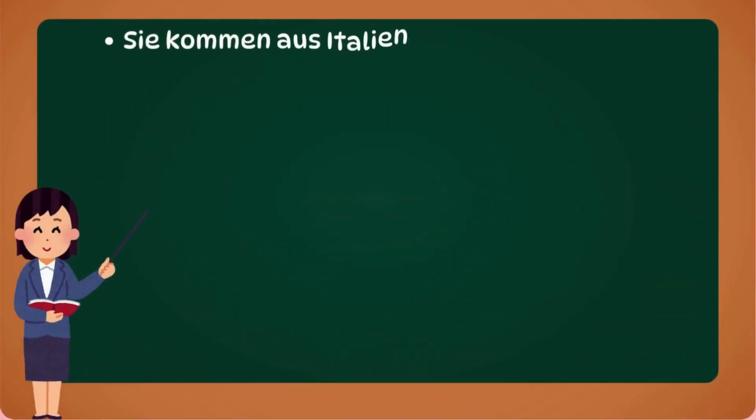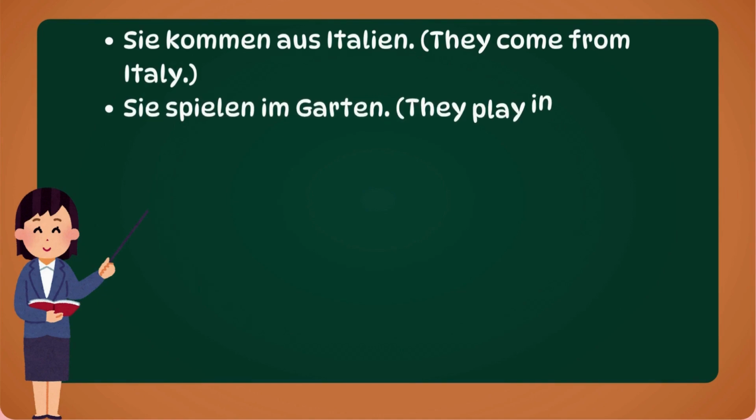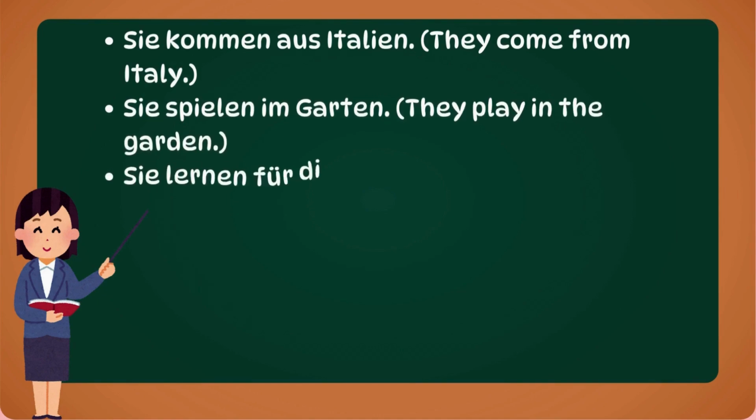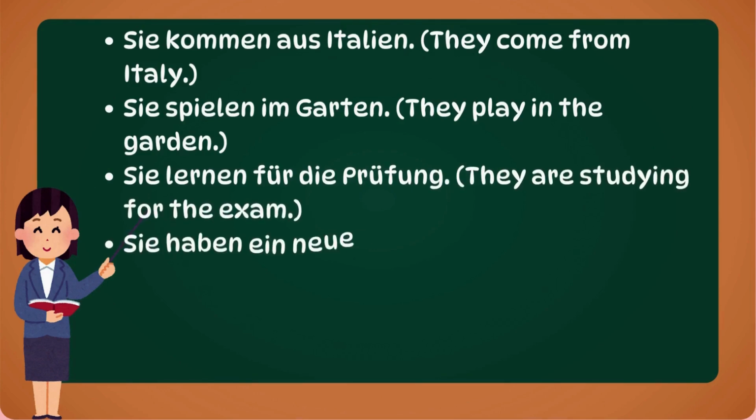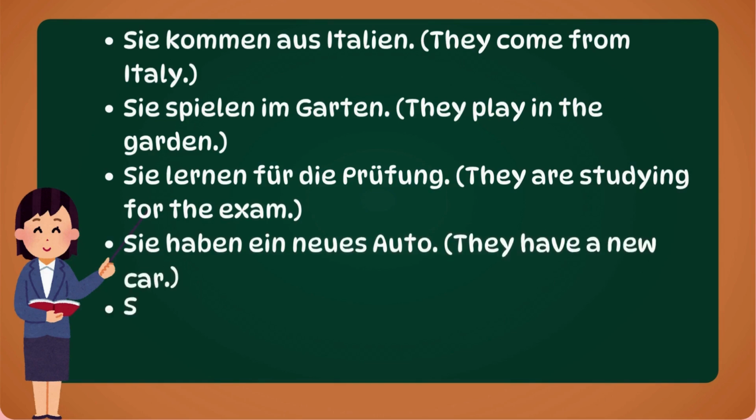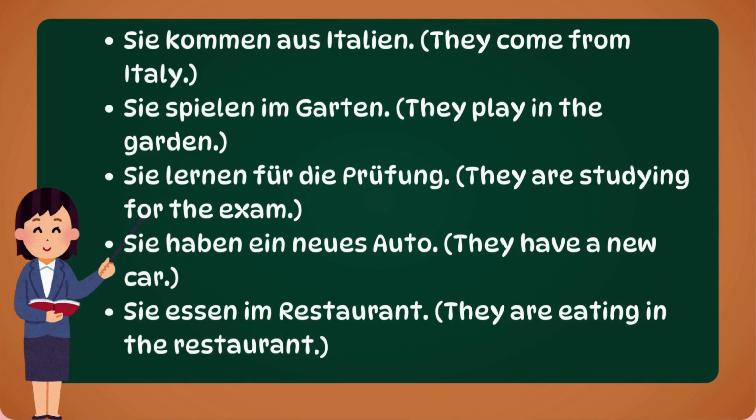Now let's quickly move to the next pronoun, which is sie. Here the word sie means they. Example number 1. Sie kommen aus Italien. Once again, sie kommen aus Italien, which means they come from Italy.